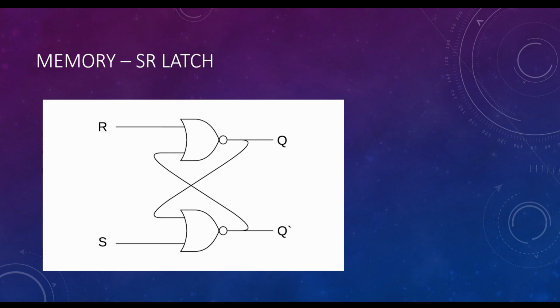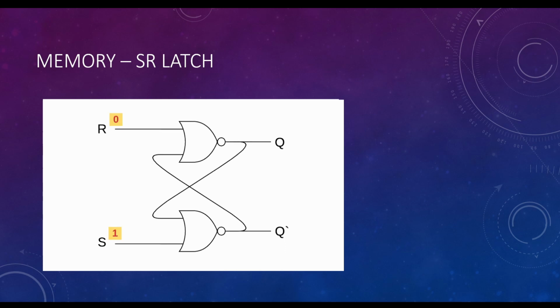The SR latch is comprised of two NOR gates, and a NOR gate is a not-or, meaning that if either of the inputs is 1, the result is 0. And only if both inputs are 0, the result is 1. So we start by setting S to 1 and R to 0, and let's see what happens.